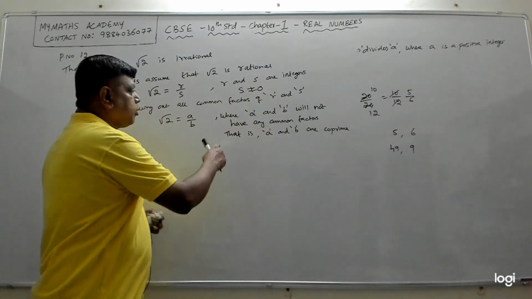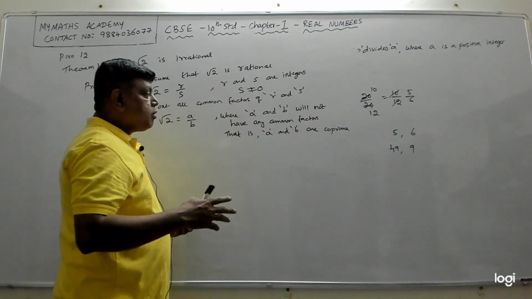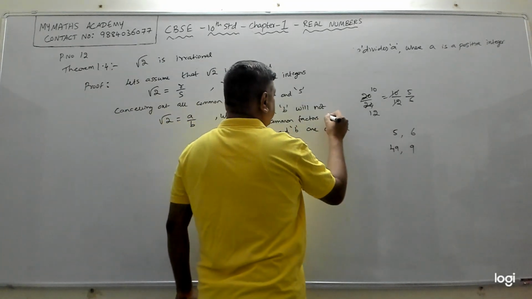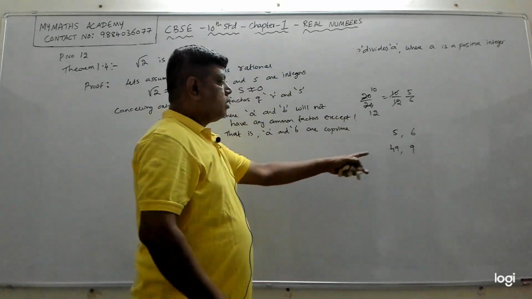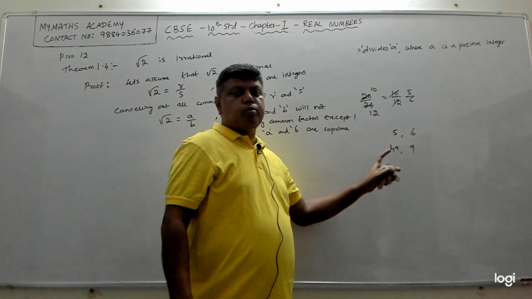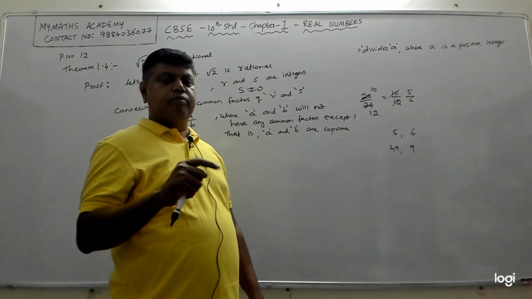So here that is what happened. If they don't have any common factors, it means they will not have any common factors except 1. 1 is very obvious because 49 is divisible by 1, 9 is divisible by 1. So the only common factor between them is 1. Right?